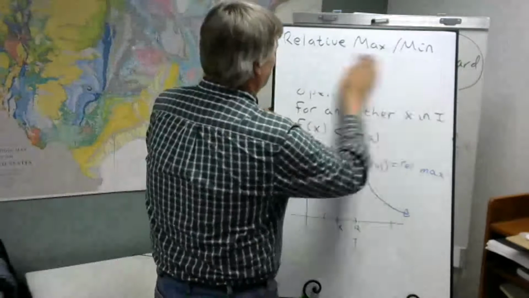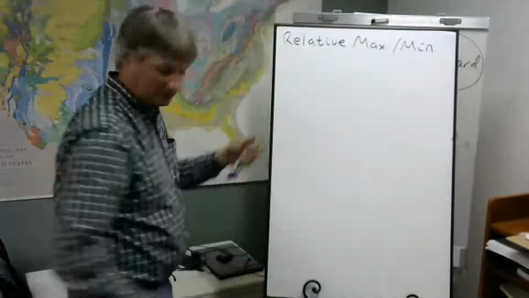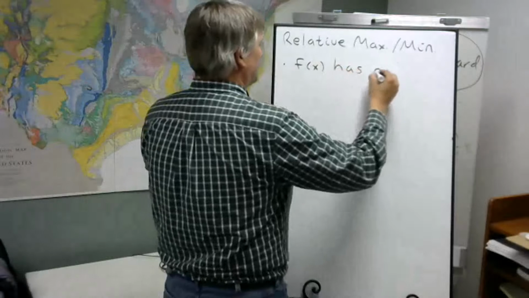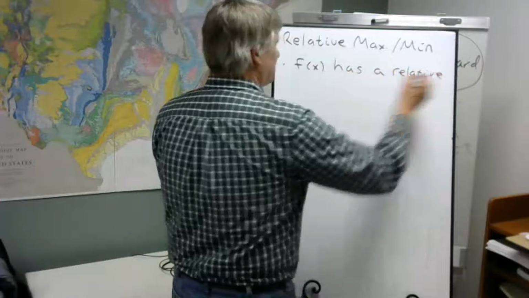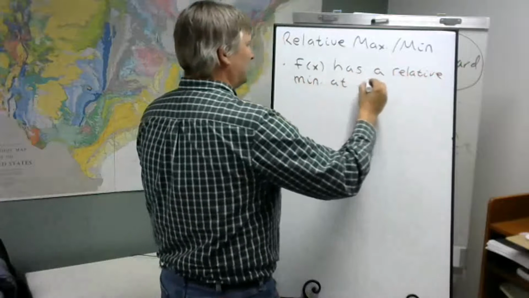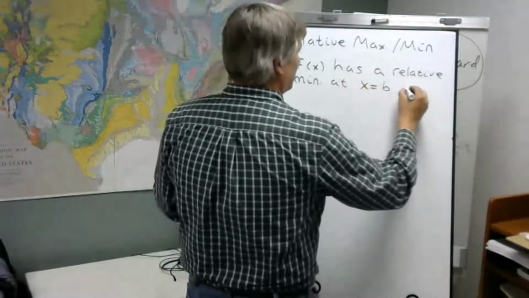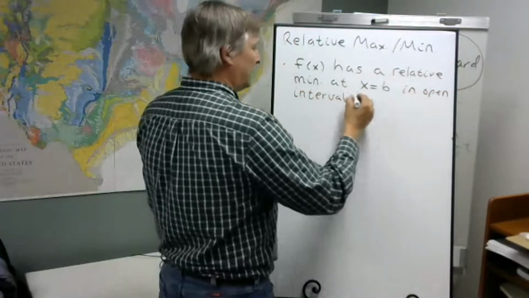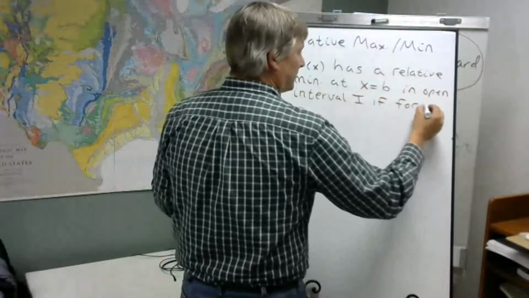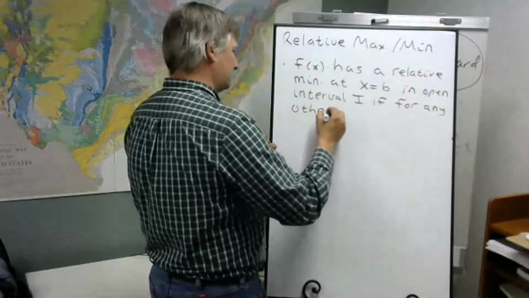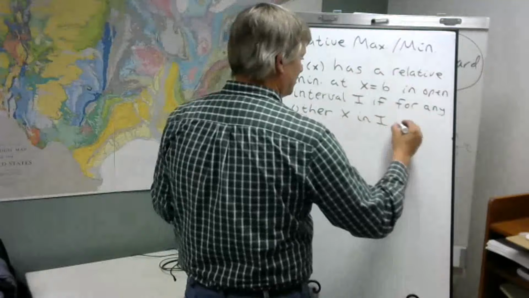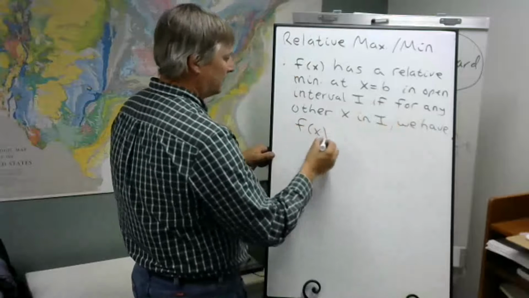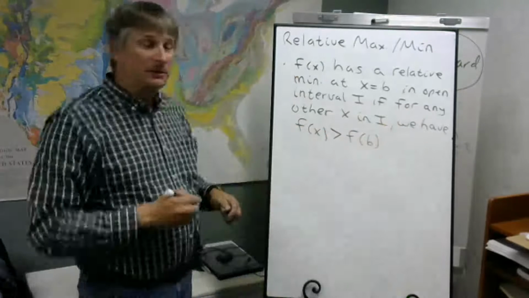All right. So f of x has a relative min at x equals b in open interval I if for any other x in I, we have f of x is greater than f of b.